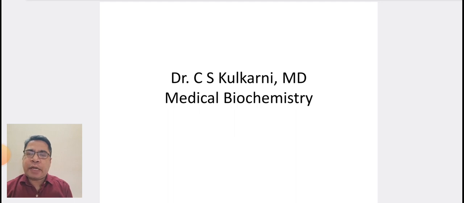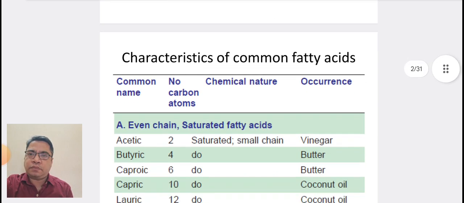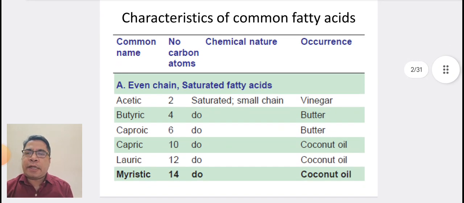In the last session, we had dealt with classification of lipids. Today, we will continue the same. Characteristics of common fatty acids, even chain and saturated fatty acids. Number 1, acetic acid. It has number of carbon atoms 2. Chemical nature is saturated small chain fatty acids, and its occurrence is vinegar.